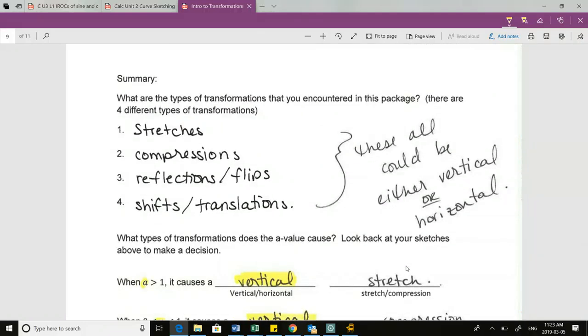Okay, so there are a bunch of different types of transformations. We have stretches, compressions, what we call reflections, or you can call them flips. And we have shifts, or another word for those is translations. And any of these could be vertical or they could be horizontal. So take a second and write those down if you need to.